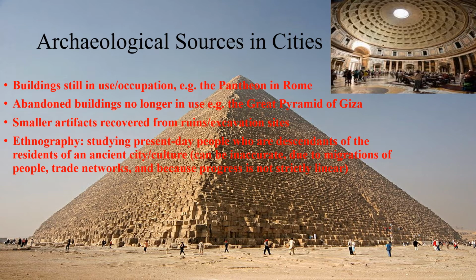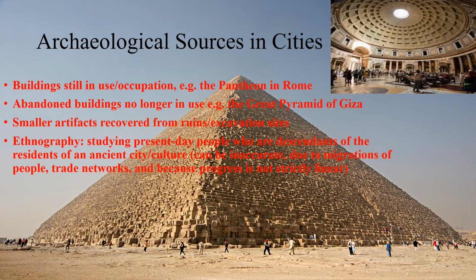Archaeologists also can use smaller artifacts recovered from ruins/excavation sites. These smaller artifacts can be things that the inhabitants of ancient cities wanted to preserve, like artwork, or it can be items that were used in their daily life that were not meant to be preserved, like pot shards, animal bones, broken tools, and much more.